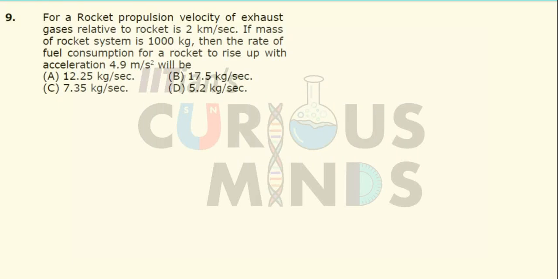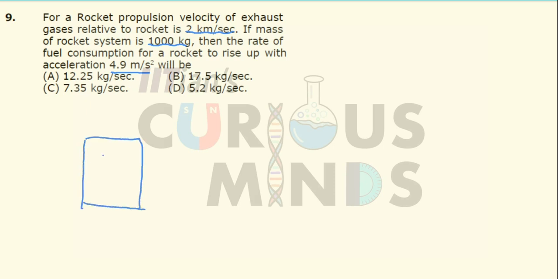Rocket propulsion: the velocity of the exhaust relative to the rocket is equal to 2 km per second. If the mass of the rocket system is 1000 kg, then the rate of fuel consumption for the rocket to rise up with an acceleration of 4.9 meter per second square will be equal to. Now they have basically asked what is the rate of the exhaust for this rocket.